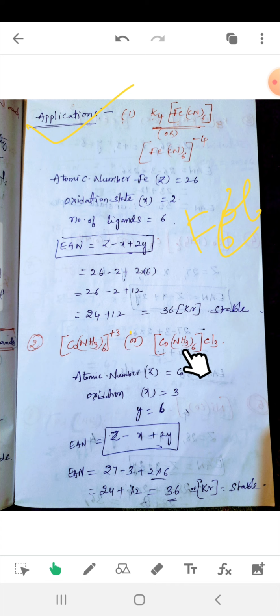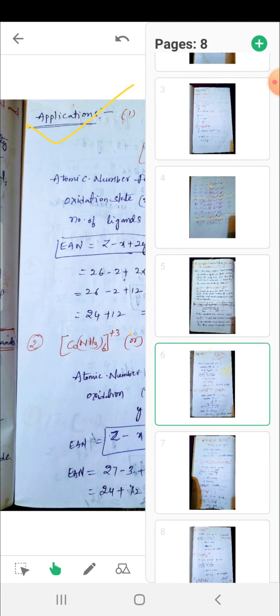Now we look at this compound, where cobalt is present. The atomic number of cobalt is 27. The oxidation number is the difference between the two charges, here 3. Ligands are 6. Z minus X plus 2Y: 27 minus 3 plus 2 into 6, here 24 plus 12, that is 36.